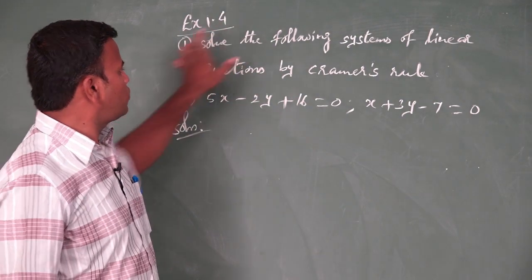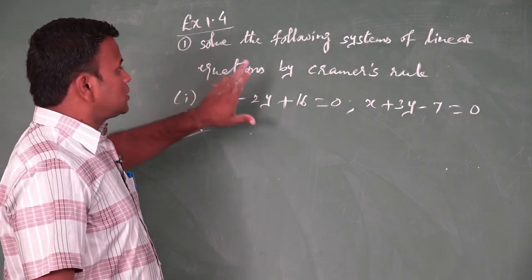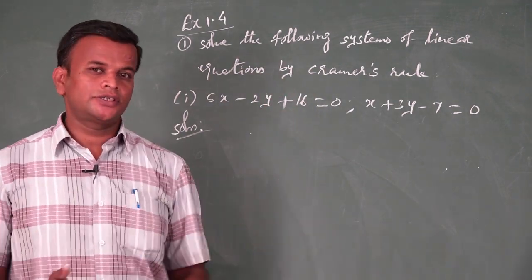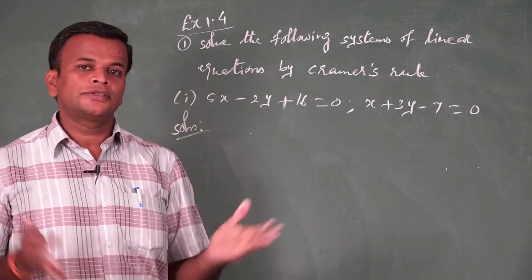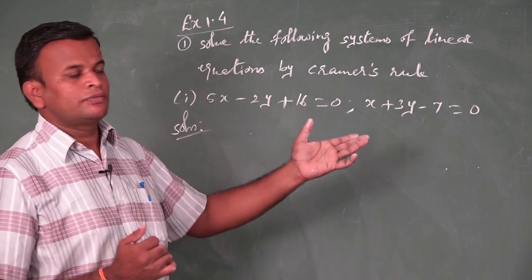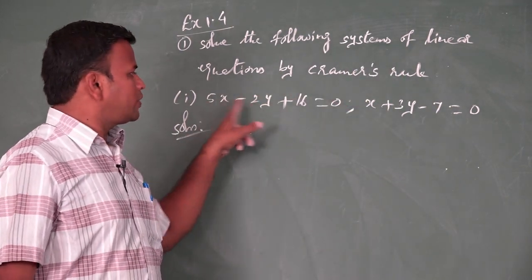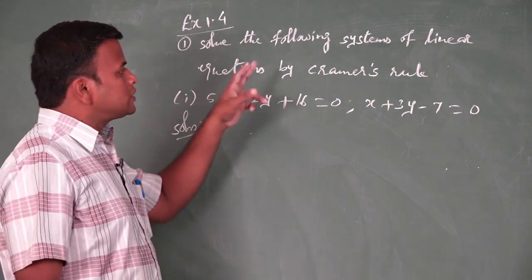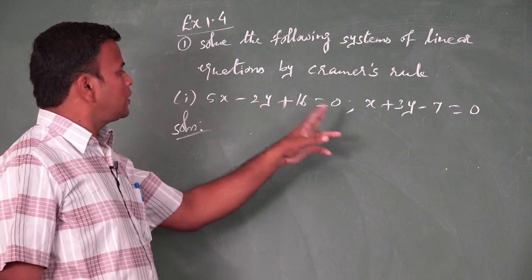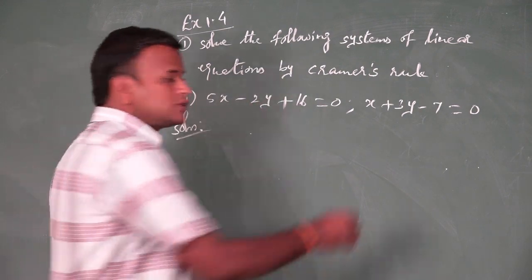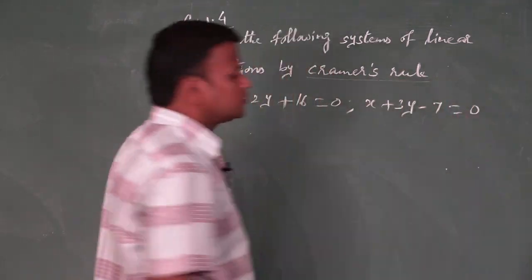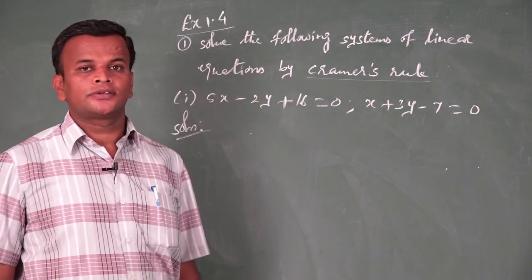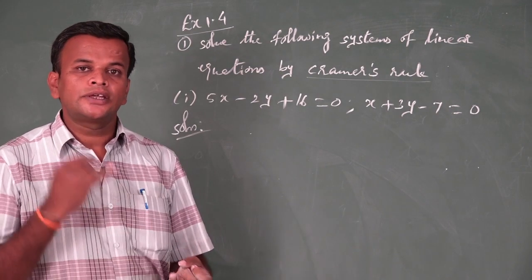See exercise 1.4, the first one. You see the question: solve the following system of linear equations. You already know what is meant by a system: a collection of 1, 2 or 3 equations is called a system. In linear equations, the coefficients of x and y should come, and there is no square term involved; that is called linear. So two equations are given, to be solved by Cramer's rule. In Cramer's rule, two equations, two unknowns are given, so we find x and y.